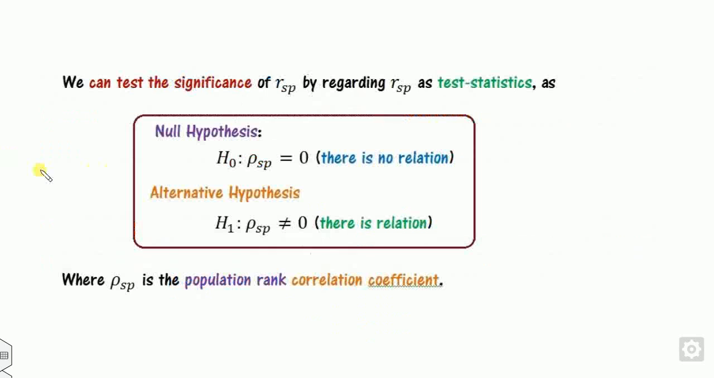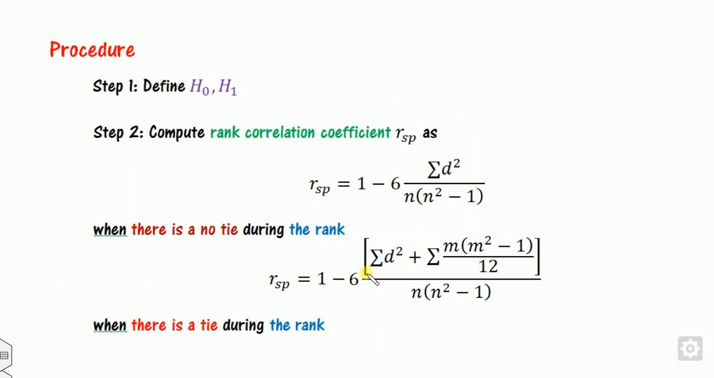So we will define the H0 and H1. We can test the significance of the RSP with this as the test statistic. Null hypothesis: there is no relation between them, and the alternative: there is a relation between them. That's why this is not equal. What is rho? Population rank correlation coefficient. The procedure we follow is, firstly, we define the H0 and H1.